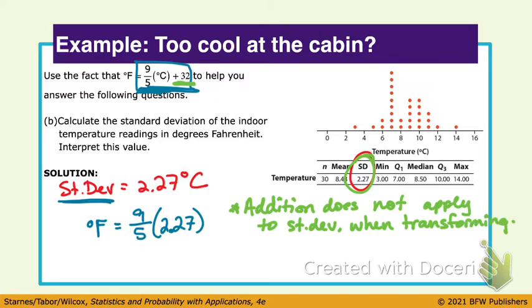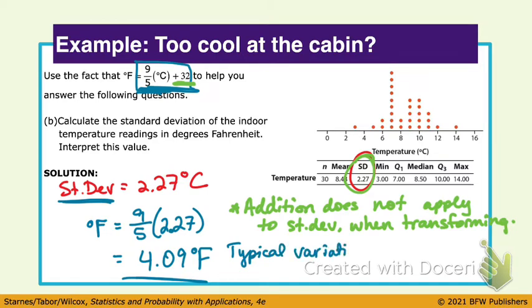Okay, so all I have to do is multiply the 9/5 times 2.27, and I get 4.09 degrees Fahrenheit. And so that is the standard deviation. And I do need to interpret this. So what that means is that the typical variation of temperature is 4.09 degrees Fahrenheit from the mean.